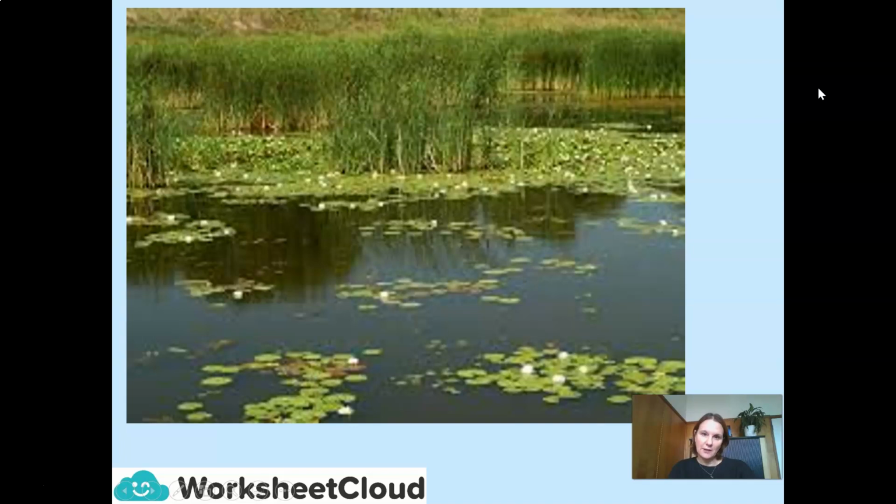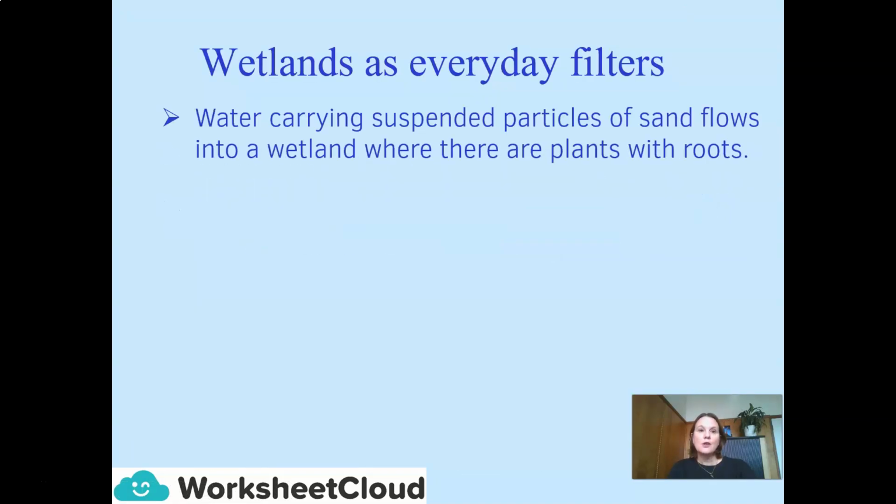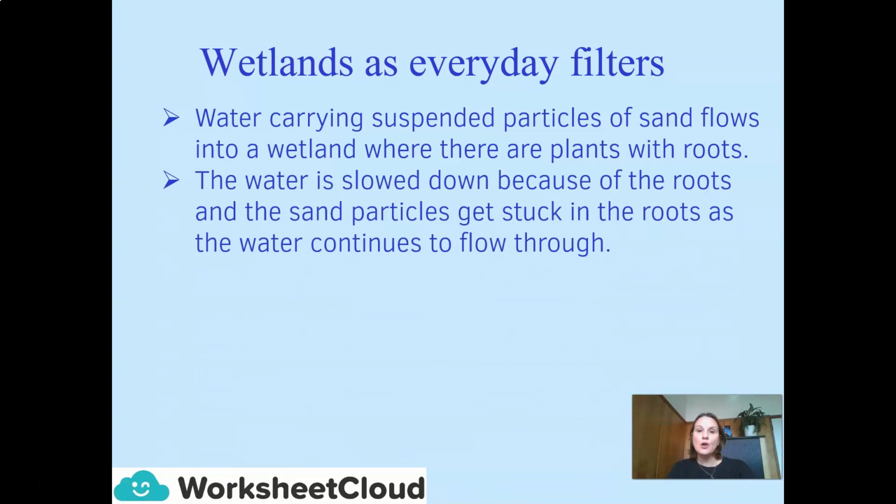Now, take a look at this picture. You've all walked past one or driven past one or played near one. This is a wetland. And how do wetlands use filtration in everyday life? So, the water coming into the wetland carries suspended particles of sand, and that flows into the wetland where there are plants with lots and lots of roots growing under the water that you can't actually see. The water is slowed down because of the roots, and the sand particles that are flowing in get stuck in the roots as the water continues to flow through.